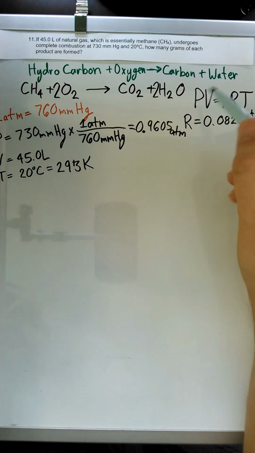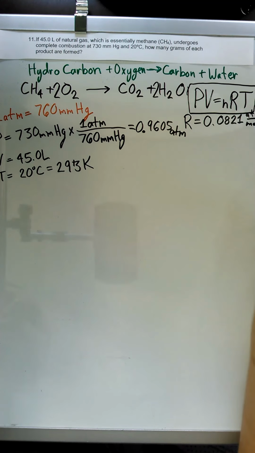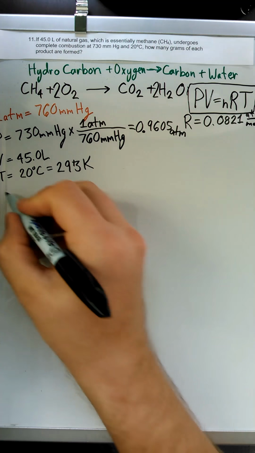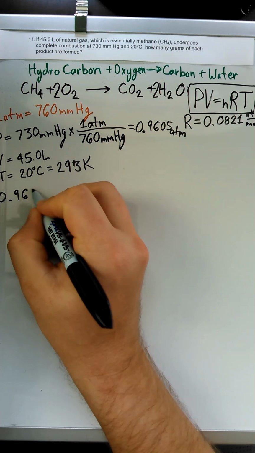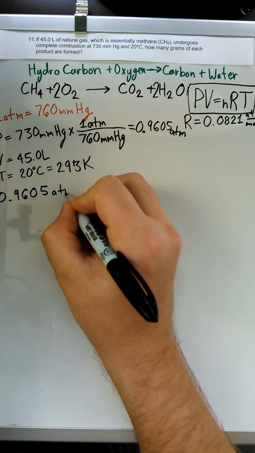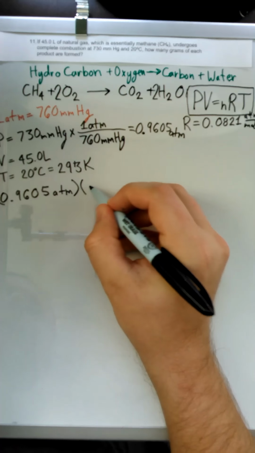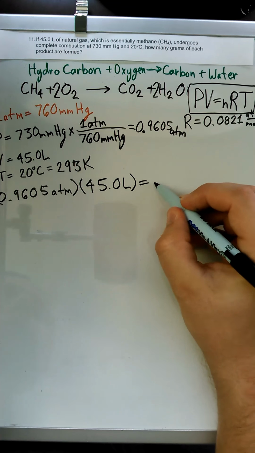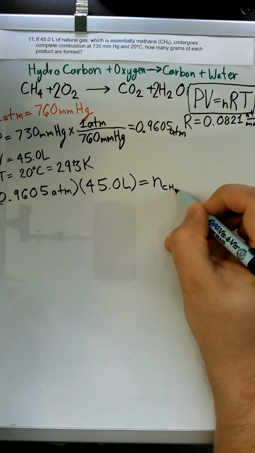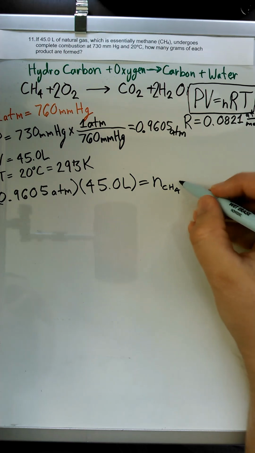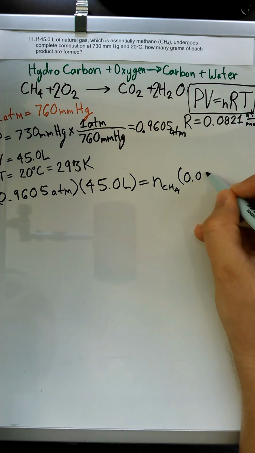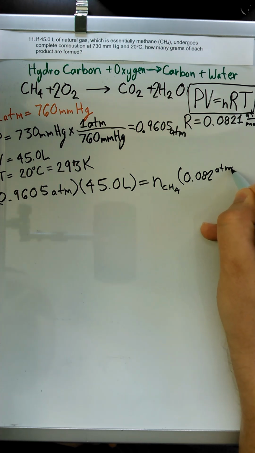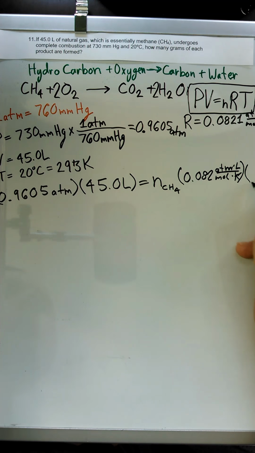So we know our equation, the ideal gas law, PV equals nRT. We have our pressure, 0.9605 atmospheres. We have our volume at 45 liters. That's equal to our number of moles of methane, which we're trying to find, multiplied by our constant R, which we know is 0.0821 atmosphere liter per mole Kelvin. And finally, we have our temperature, which we know is 293 Kelvin.